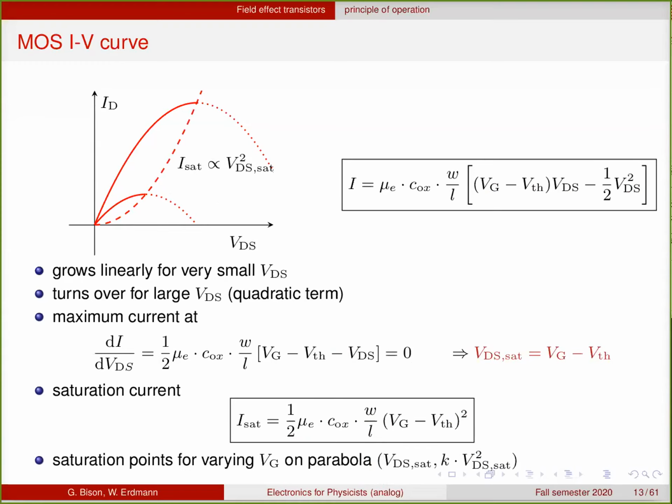So if you look at where these saturation points are for different gate voltages, then you find that these lie on this parabola, where on the horizontal axis you have the saturation voltage, and on the vertical axis the corresponding current, which is K times the saturation voltage squared. So you'll sometimes see in other slides that this saturation point lies on a parabola in this kind of plot.